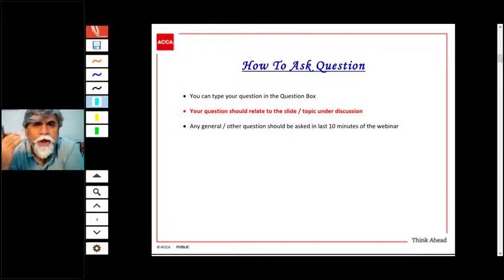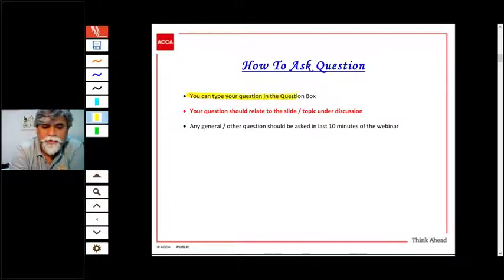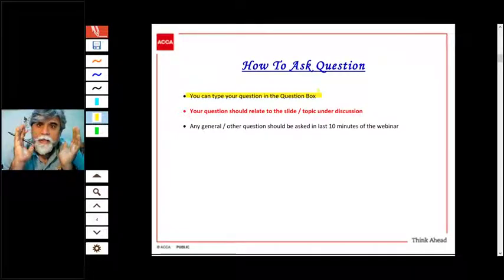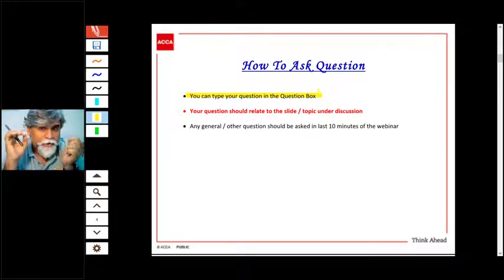Very important: how do you ask questions? There's one simple way. You need to type your question in the question box. All of you must familiarize yourself with where the question box is, and unfortunately you will need to type your question there. You should only ask questions pertaining to the slide or the topic under discussion. Please do not ask any question outside the topic under discussion. Why? Because I will not be stopping the topic and answering non-relevant questions. It will break the tempo. However, I do respect your questions.